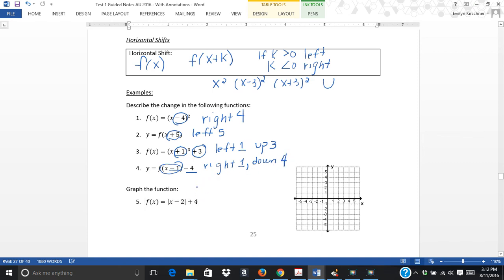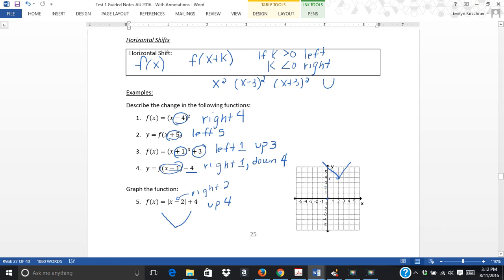Now let's look at this and let's graph it. This is the absolute value function, so I know it's a V. But I'm going to take my vertex, which is at 0, 0. Now this says it's going to move right 2 and up 4. So I'm started here. I'm going to move right 2 and up 4. And that's my new vertex, and it's going to have the same shape.